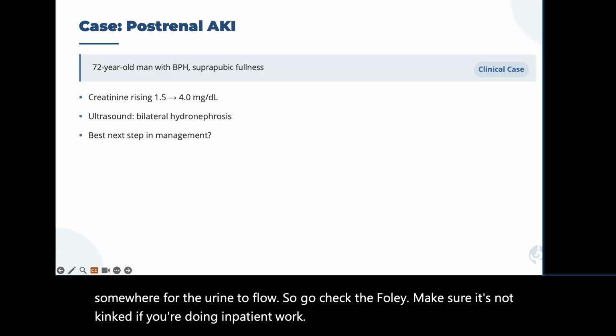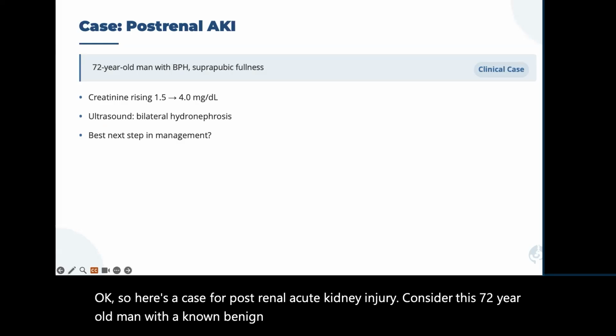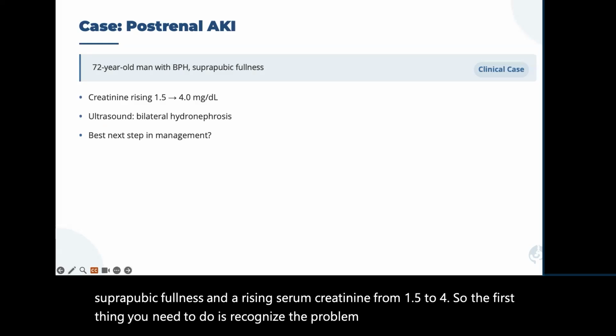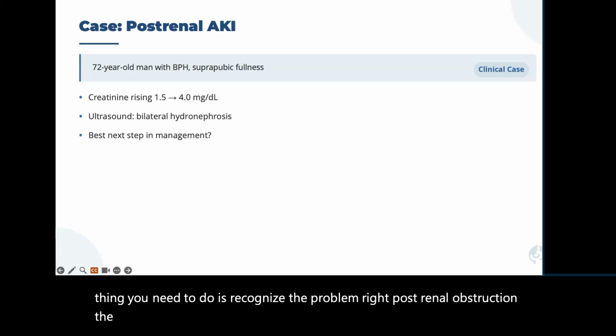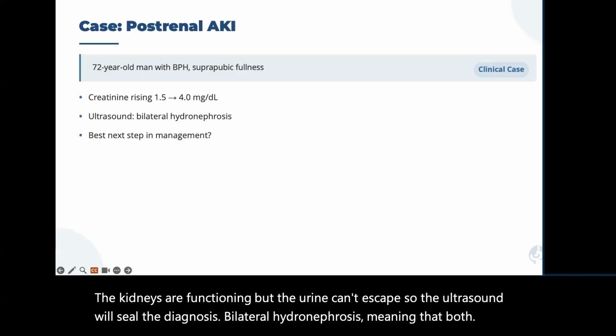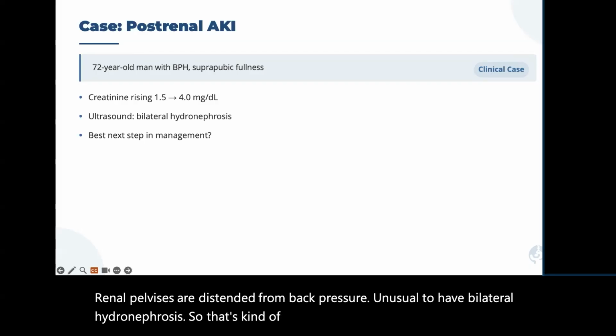Okay. So here's a case for post-renal acute kidney injury. Consider this 72-year-old man with known benign prostatic hypertrophy who presents with suprapubic fullness and a rising serum creatinine from 1.5 to 4. So the first thing you need to do is recognize the problem, right? Post-renal obstruction. The kidneys are functioning, but the urine can't escape. So the ultrasound will seal the diagnosis: bilateral hydronephrosis, meaning that both renal pelvises are distended from back pressure. It's unusual to have bilateral hydronephrosis, so that's kind of how you're able to distinguish this.